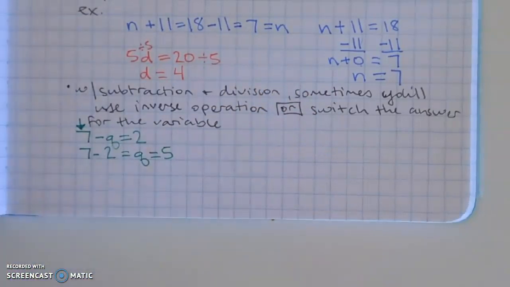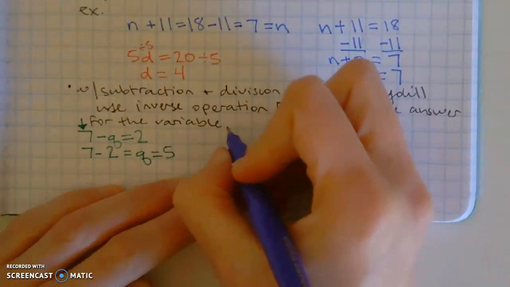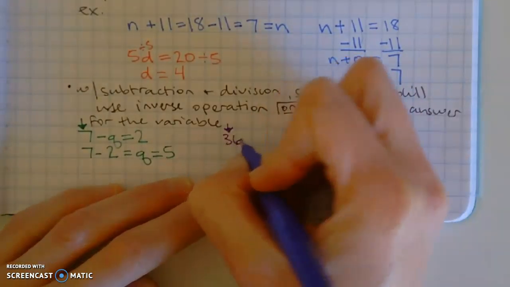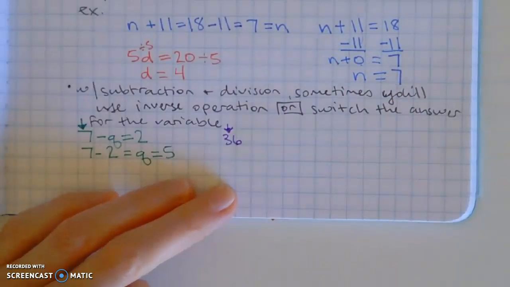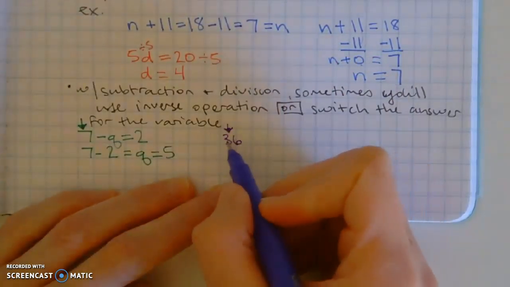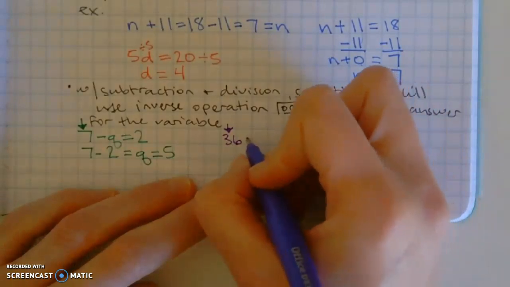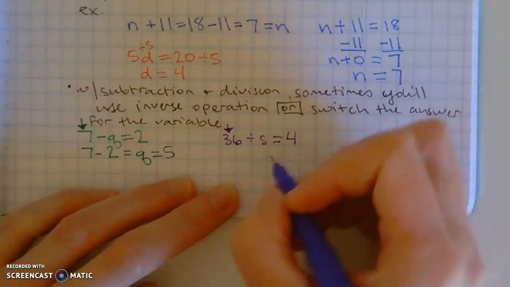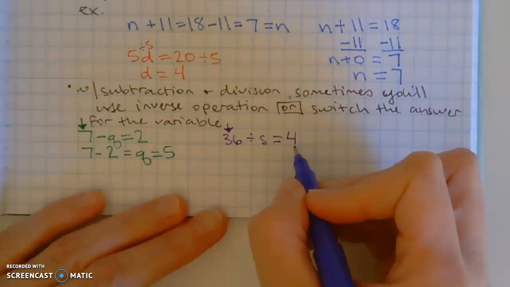Okay, showing that with division, if I have the divisor here, the number that I'm going to divide, but I don't have the divisor, I just have a variable there, then I can replace my divisor with my answer.